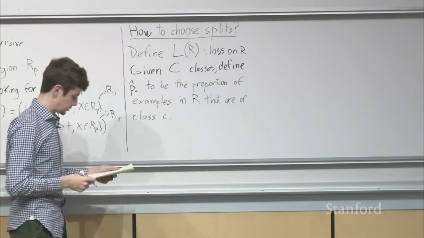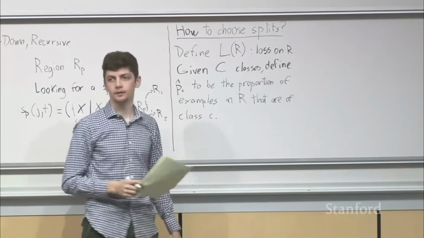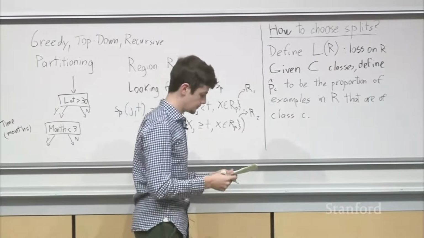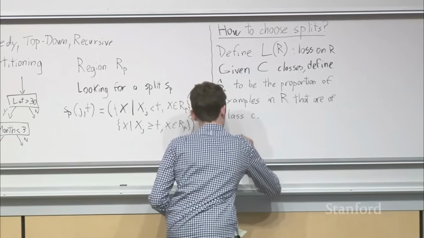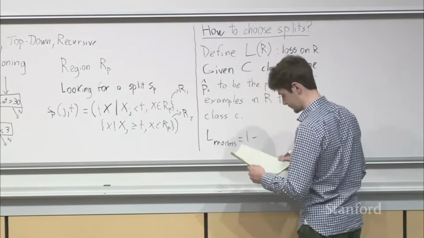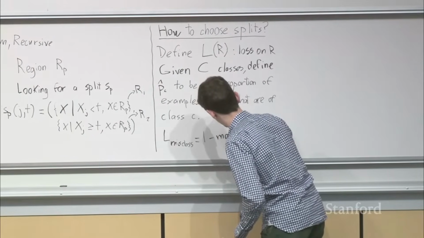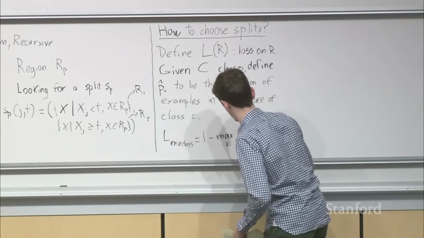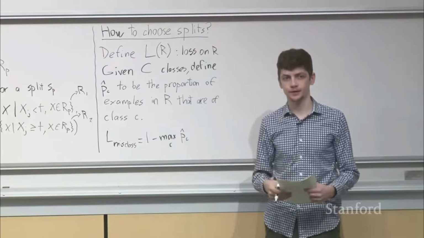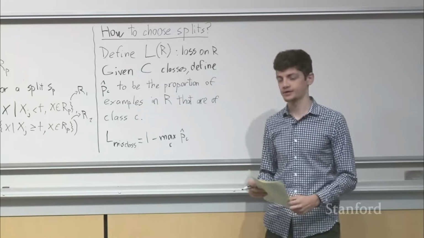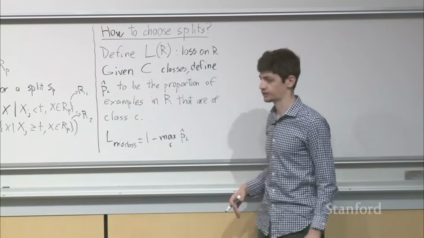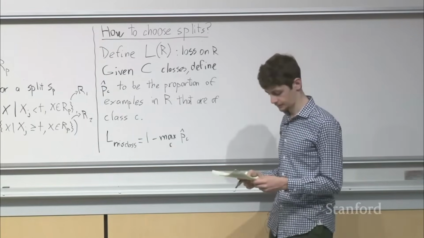Okay? And so now that we've got this definition of P hat C, telling us the proportion of examples in that case, you can define the loss of any region, let's call it misclassification, as just 1 minus max over C of P hat C, okay? And so the reasoning behind this is that for any region that you've subdivided, generally what you'll want to do is predict the most common class there, which is just the maximum P hat C, right? And so then all the remaining probability just gets thrown onto misclassification errors, okay?